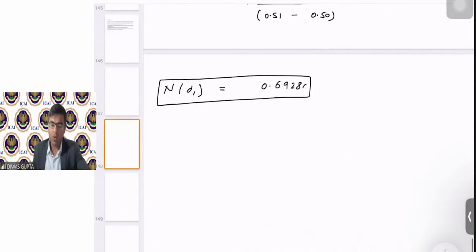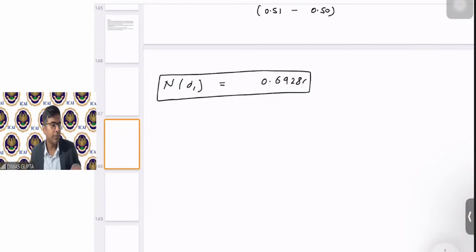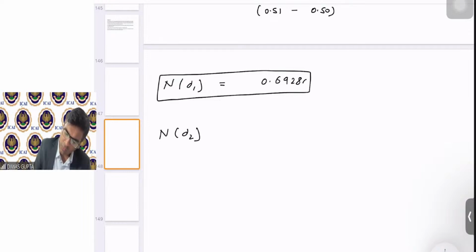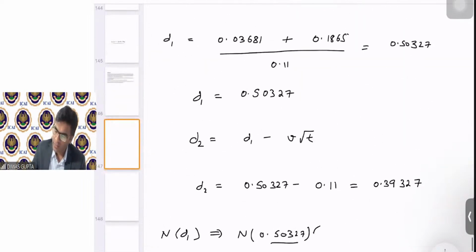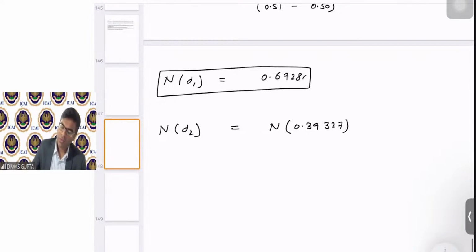Let's move ahead. Let's go to D2 now. So students, for N(D2), we have 0.39327. This was our D2, right? Yes. So we have to see the standard normal distribution table for 0.39 and 0.40.